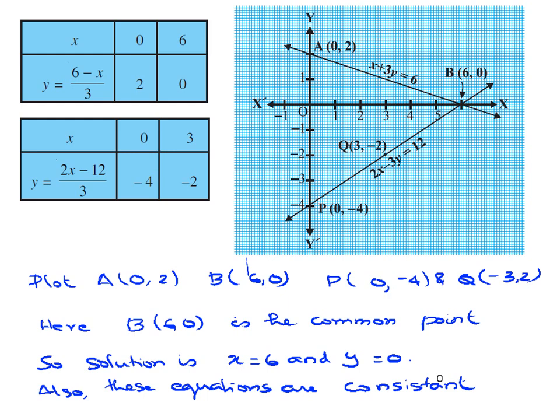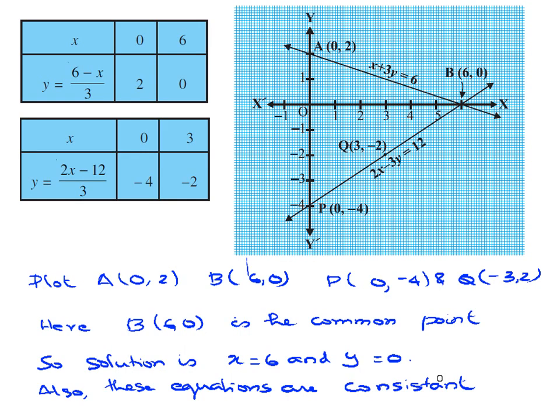Same method. In the second equation, we will give x is equal to 0 and 3. Then y is equal to minus 4 and minus 2. Then we plot A (0, 2), B (6, 0), P (0, minus 4) and Q (3, minus 2) in a graph sheet. The graph sheet is shown here. So we will get two lines AB and PQ.